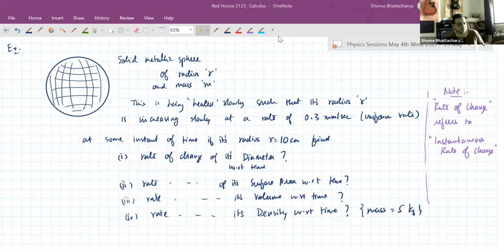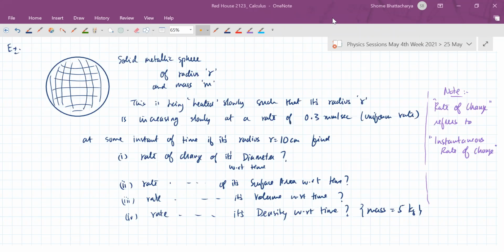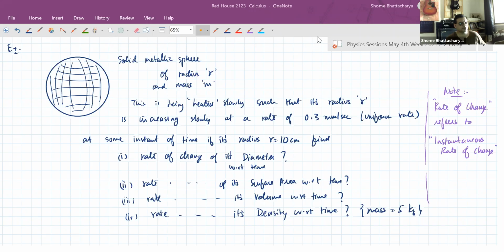Yes, Akshat, correct. Adinath, how have you come to the first answer as 0.66? It should be, see, diameter is double of radius, no? Yes, sir. So just apply the chain rule, no? So the rate of change will be double of rate of change. Okay. And about second and third part, no?